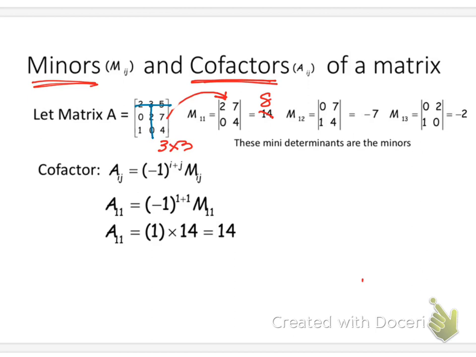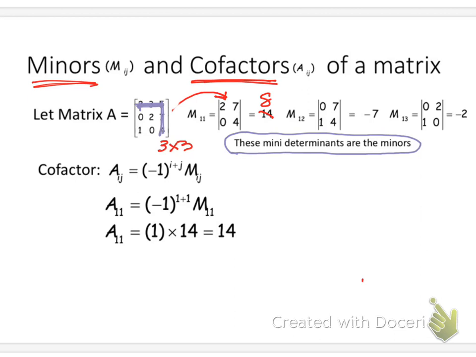Okay, and let's do the last one. If we want to figure out the minor of M1,3, this says eliminate row 1 and column 3. So here's the matrix 0, 2, 1, 0. Find the determinant. 0 times 0 is 0, and 2 times 1 is 2. And since it's 0 minus 2, your determinant is minus 2. So you can think of these as mini determinants. Mini determinants are the minors.